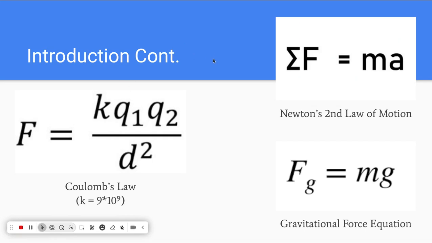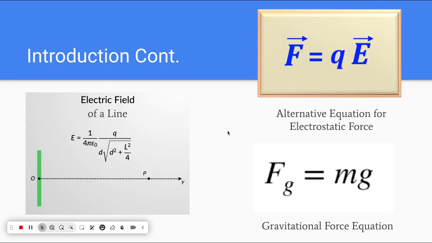So, some physics in the background for this introduction. We're still going to be using these three laws: Coulomb's law, Newton's second law of motion, and the gravitational force equation. Since we know there's no acceleration, the net force is zero, which means the force due to gravity and the force due to Coulomb's law has to be equal. Setting these two equal to each other, we can solve for Q. But it doesn't work that way.